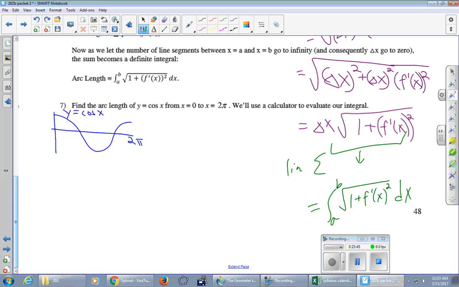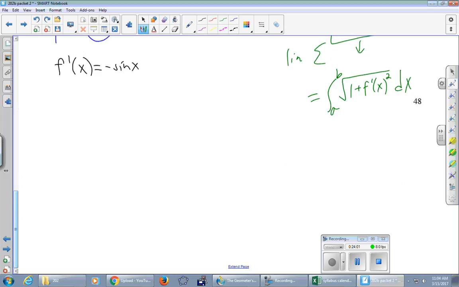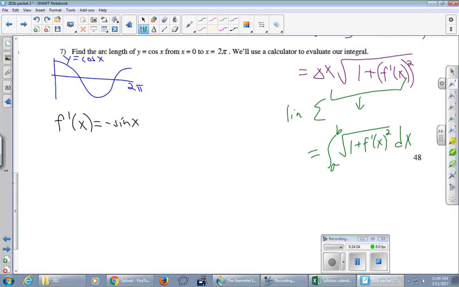All right, let's calculate. According to the formula, we better find f prime of x. So let's do that here on the side. What is f prime? Negative sine of x. And so we'll use our magic formula, L equals the integral from a to b. How much is x at the far left? 0, and at the far right? 2 pi. They're both given to us.